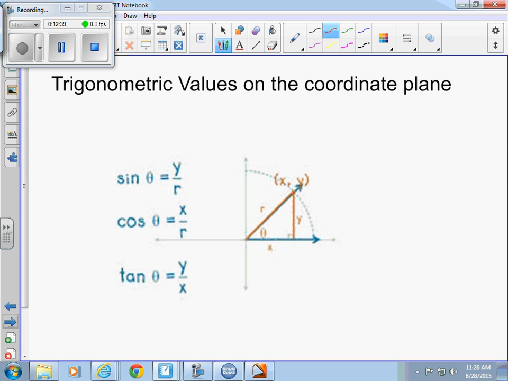Okay, so here's what you just learned. We can put a triangle on a coordinate plane. Sine of the angle is the y value of that point, the point on the coordinate plane that goes around if you're looking at the angle, over the r value. R is the new letter, but it's just a hypotenuse. So sine is y over r. The reason they use r is for the radius of the circle that they're creating there. Cosine of the angle would be the x value over r, and tangent would be the y over the x.